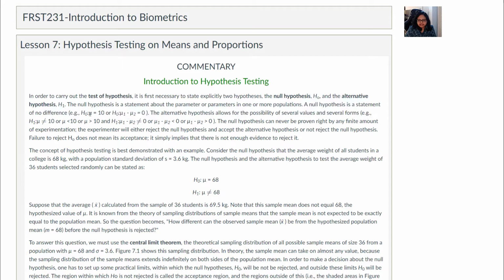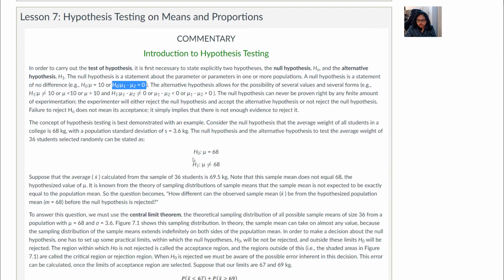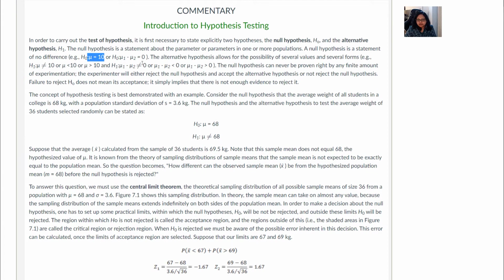Then you have to say that either it's actually some value, or it could be value 0, or if we have two populations, then we say that the difference between the two population means is 0. That means they have no difference at all. The opposite, the alternative, would say that it's actually not 10, or maybe less than 10, or greater than 10, or less than 0, greater than 0, or not equal. Based on your hypothesis, then we can proceed.